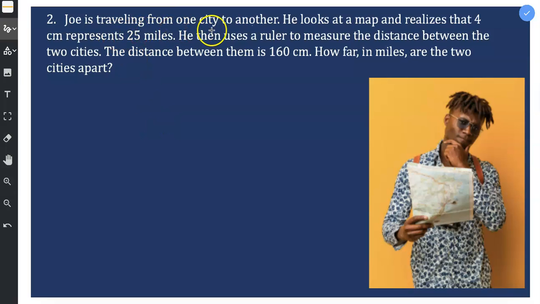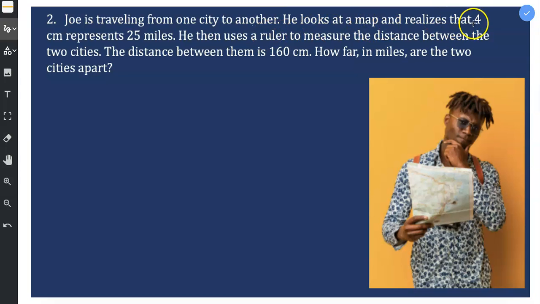Joe is traveling from one city to another. He looks at a map and realizes that 4 centimeters represents 25 miles. He then uses a ruler to measure the distance between the two cities. The distance between them is 160 centimeters. How far in miles are the two cities apart?